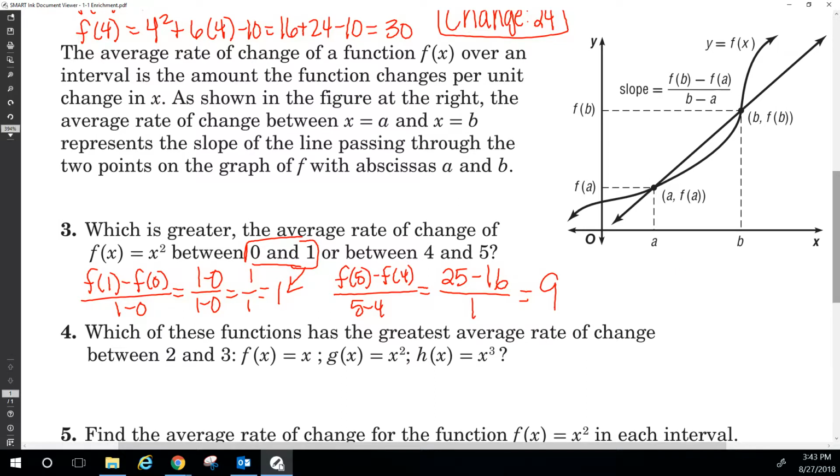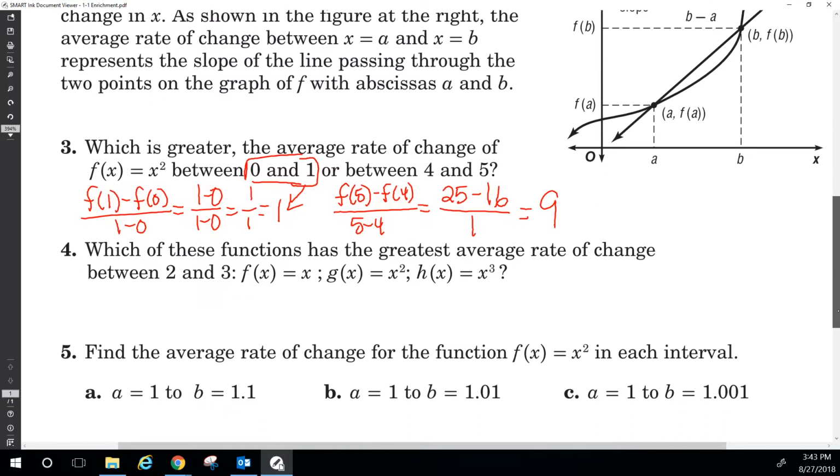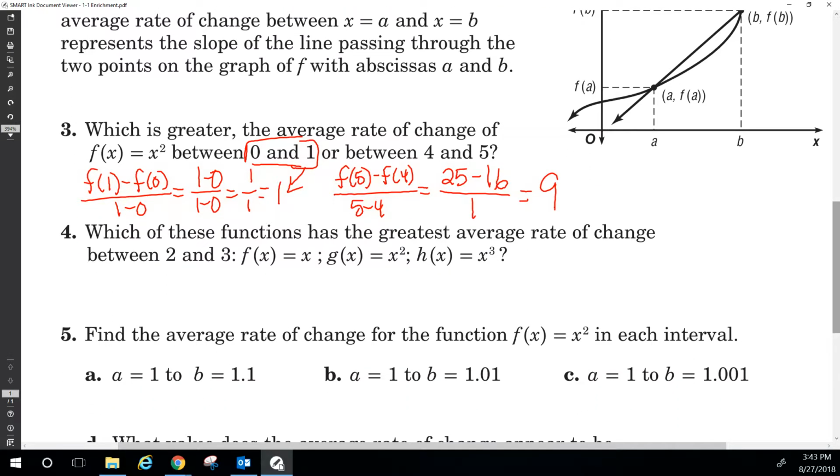All right. Which of these functions has the greatest average rate of change between 2 and 3? Is it x, x squared, or x cubed? Take a second to think about it. And what do you think it would be? Hopefully you recognize it's probably going to be x cubed, because that changes the most over time.